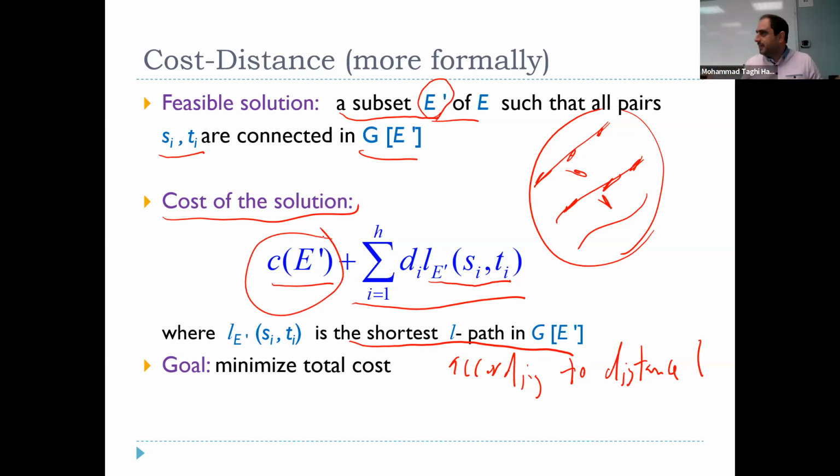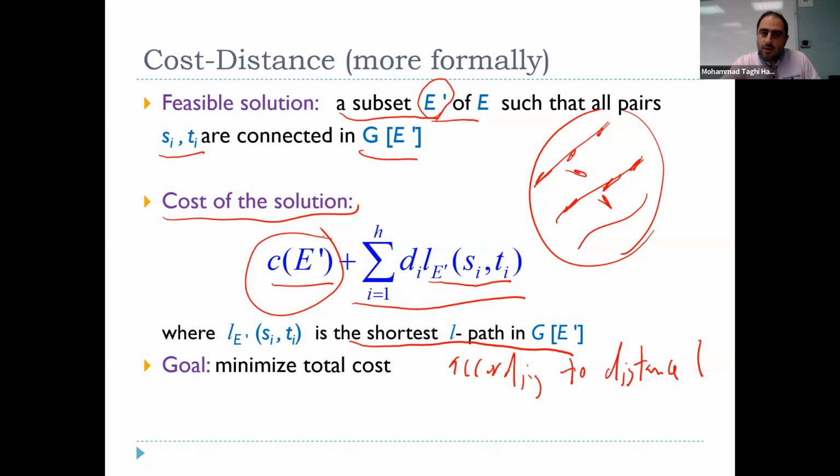Because if you buy lots of edges, essentially if you buy the whole set of edges, then you find the best rent cost, because you will go along the best path. But of course, then you paid a lot for buying the set, the installation cost.